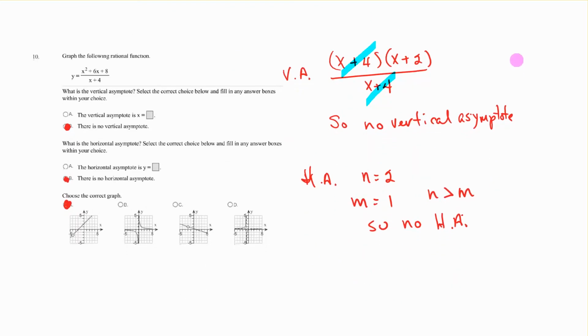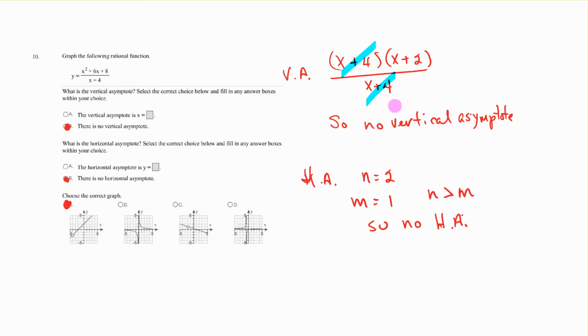Number 10. Alright, number 10, you have to be careful if you have this situation. You want to go ahead and factor the top and make sure that you don't end up with this. So we had the same factor top and bottom. We could eliminate that so we have no vertical asymptote. Be sure that you do that.